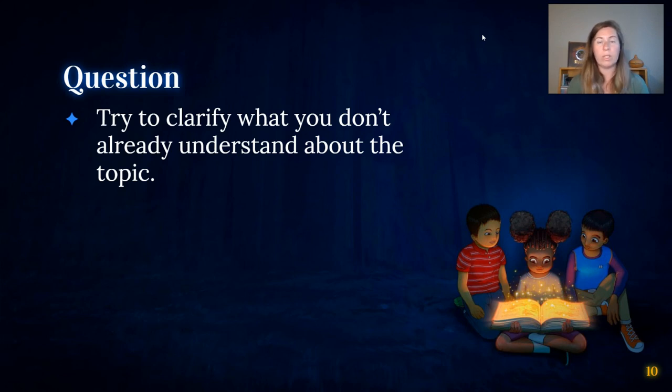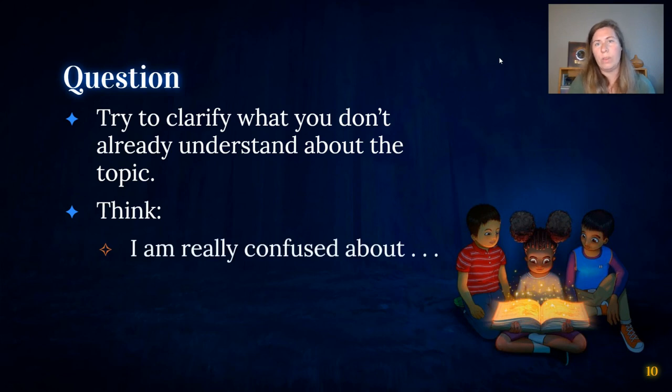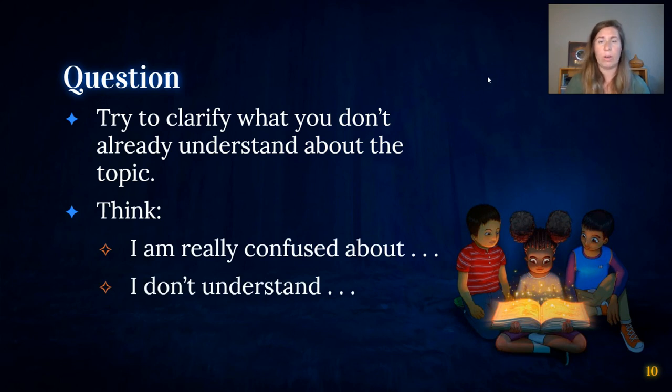Maybe there were some words that were used that we didn't quite understand, or things that were mentioned we didn't understand. What are some questions we still have after reading this article or this story? Some things to be thinking about. I am really confused about. Is there something that confused you that you didn't quite understand? I didn't understand. What was something that you didn't understand? And finally, I need clarity on. So these are just some different sentence starters to help you figure out what you still have questions on after finishing reading this story or news article.